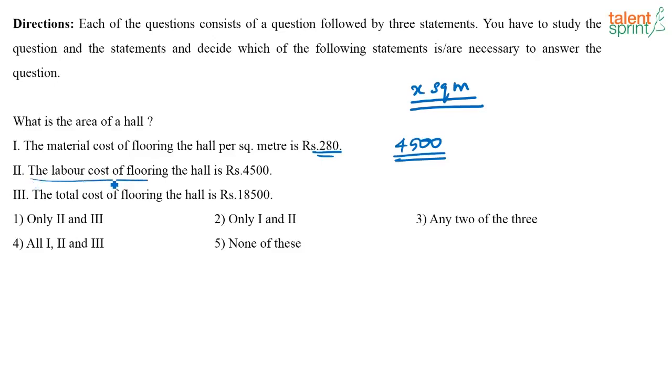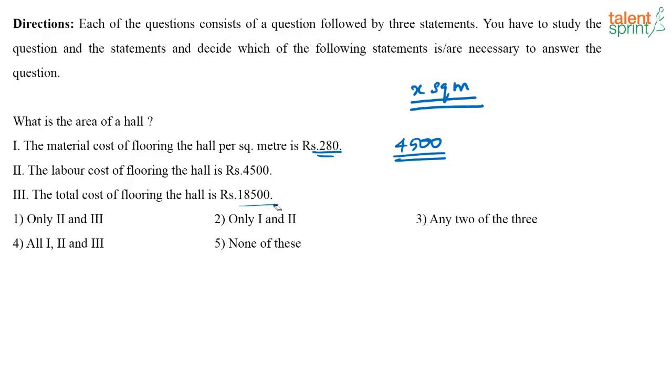Again, using the second statement alone, you can't find the answer to the question. Third statement: the total cost of flooring the hall is 18,500. Again, using the third statement alone, what do I know? I know the total cost of flooring. With that, I cannot say how many square meters there are.